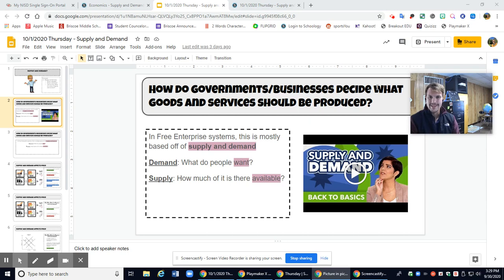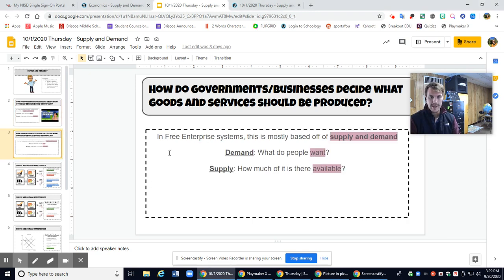How do governments and businesses decide what goods and services should be produced? In a free enterprise system, this is mostly based off of supply and demand. Demand is what people want. Supply is how much of it is available. You guys are going to go ahead and watch this video clip right here on supply and demand. It's really good. We go to the next slide.